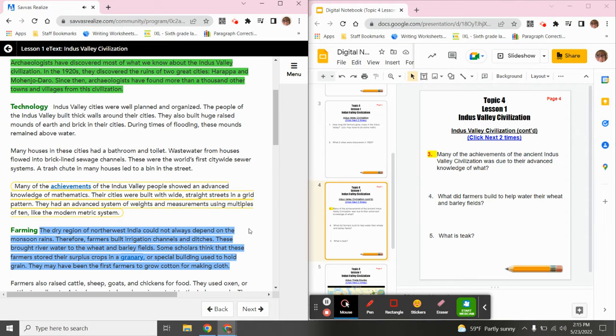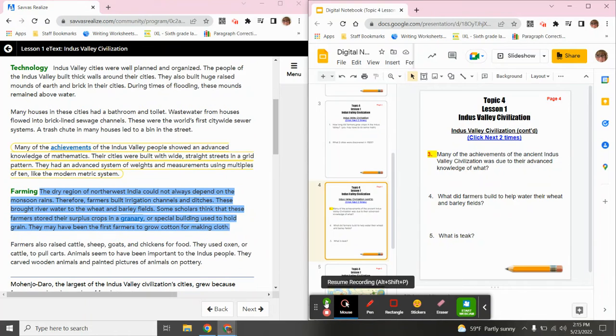Many houses in these cities had a bathroom and toilet. Wastewater from houses flowed into brick-lined sewage channels. These were the world's first citywide sewer systems. A trash chute in many houses led to a bin in the street. Many of the achievements of the Indus Valley people showed an advanced knowledge of mathematics. Their cities were built with wide, straight streets in a grid pattern. They had an advanced system of weights and measurements using multiples of 10, like the modern metric system.